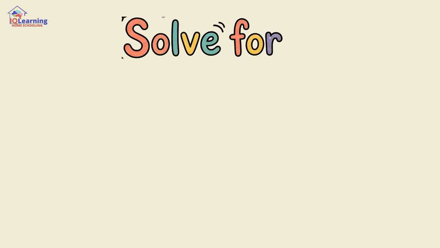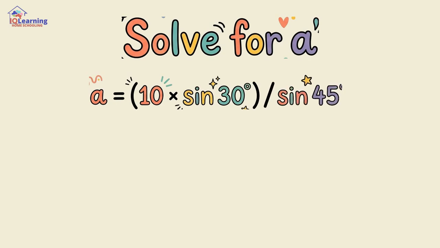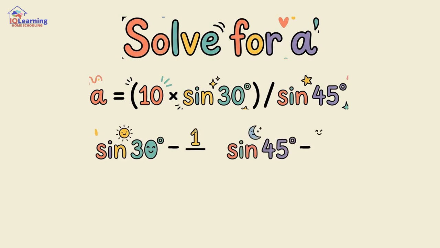Now we solve for A. We want A by itself, so multiply both sides by sine 30 degrees. That gives A equals 10 times sine 30 degrees divided by sine 45 degrees. At this stage, it is cleaner to use exact trig values instead of decimals. Sine 30 degrees equals 1/2. Sine 45 degrees equals square root of 2 over 2.